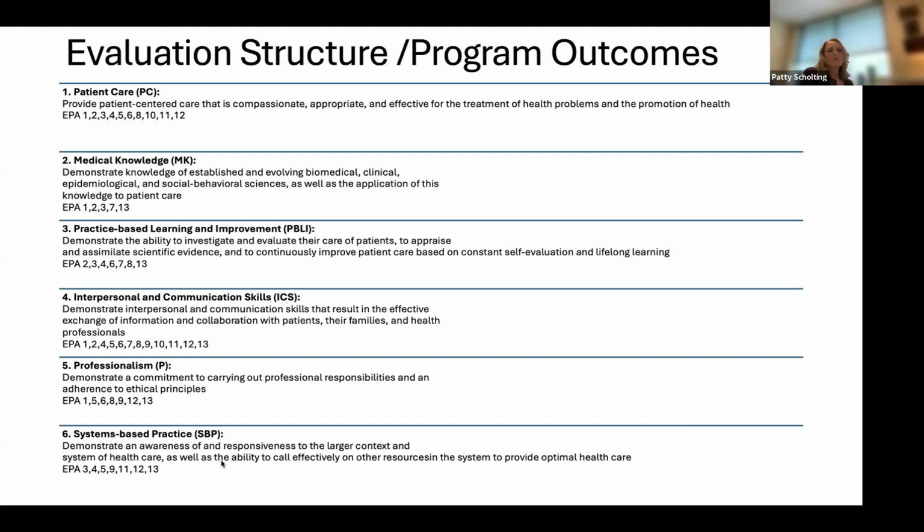These are our program outcomes. There's 6 of them: patient care, medical knowledge, practice-based learning and improvement, interpersonal and communication skills, professionalism, and systems-based practice. And as you can see, under each one of them, there's not only a definition of what that means, but there's also the EPAs that are linked with it in regards to the patient care. So the EPAs support our program outcomes.